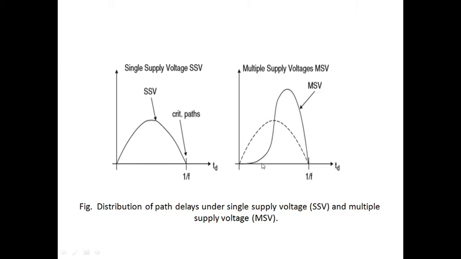For multi supply voltage, we had an increase in clock cycle. This is nothing but a clock skew. We get a spike in the clock cycle. This is called a clock skew.